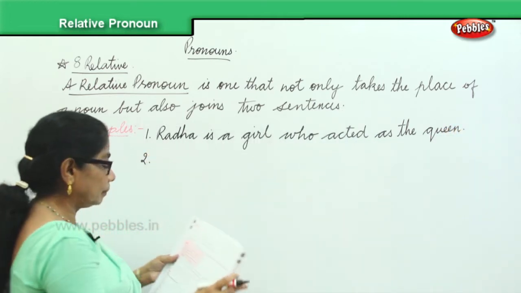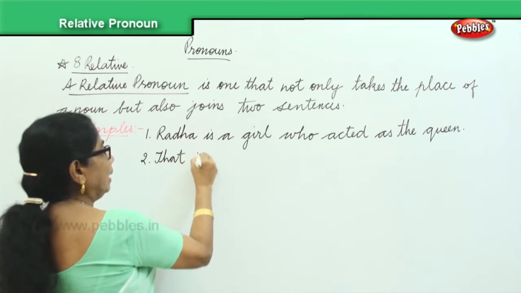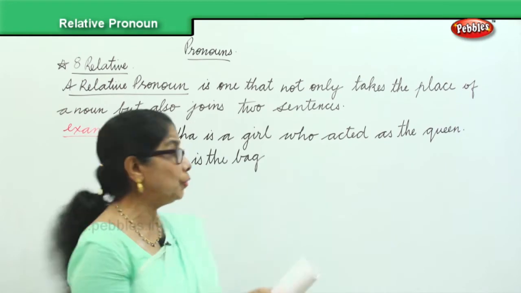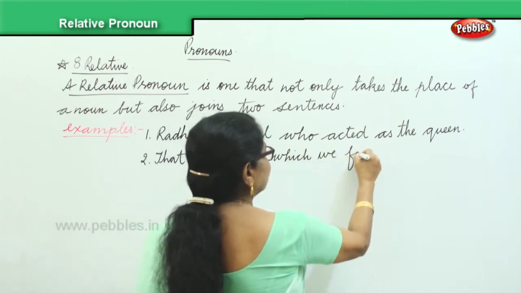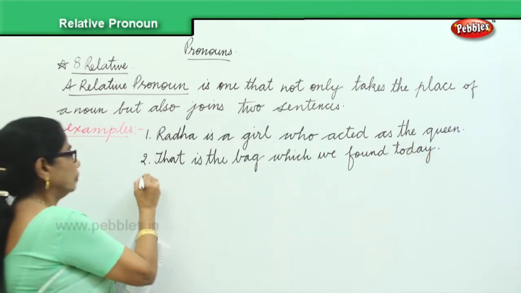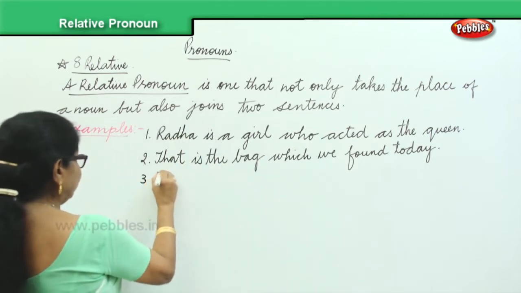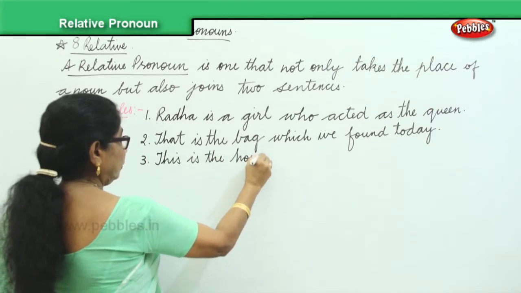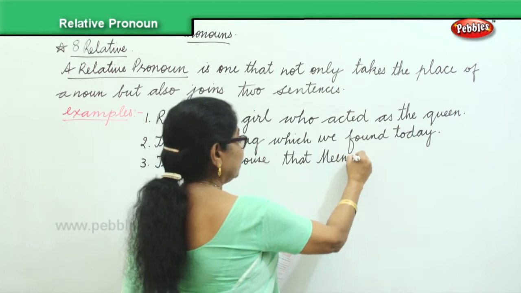Next we have here. That is the bag which we found today. This is the house that Meena lives in.